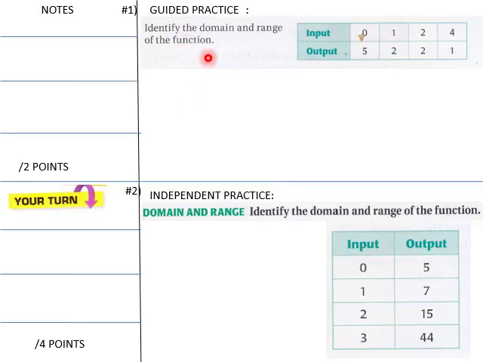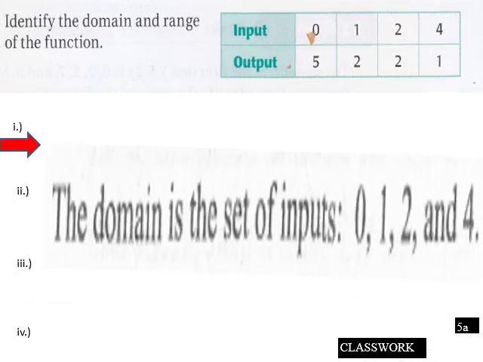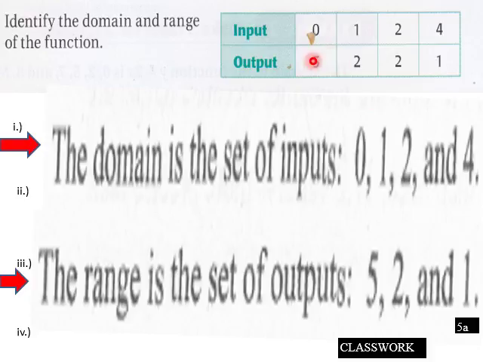Okay, guided practice here. Identify domain and range of the function. Here's your inputs and outputs. And students, this is you. You do this one here all by yourself. Okay, our guided practice here. Domain is a set of inputs. Here's your domain. Inputs, usually your x-axis here. And then your range is your outputs, 5, 2, 2, 2, and 1. That would be your outputs here on your y-axis.